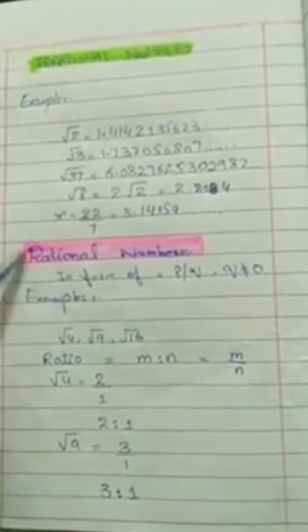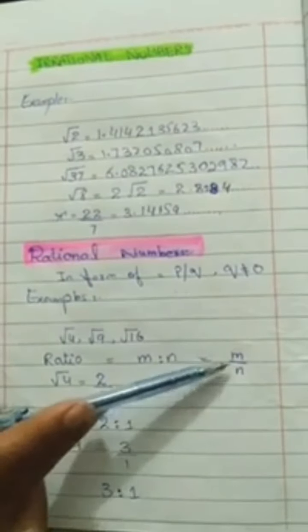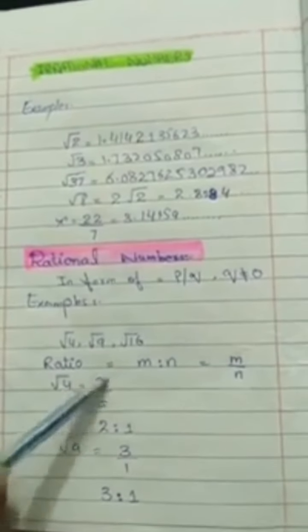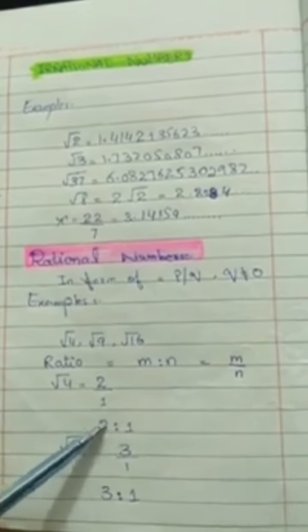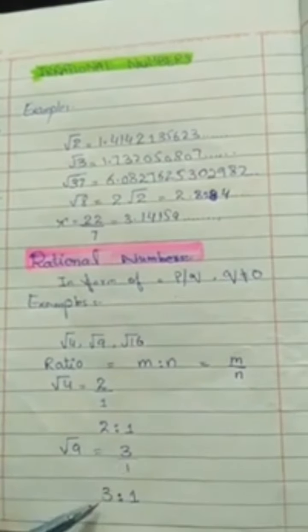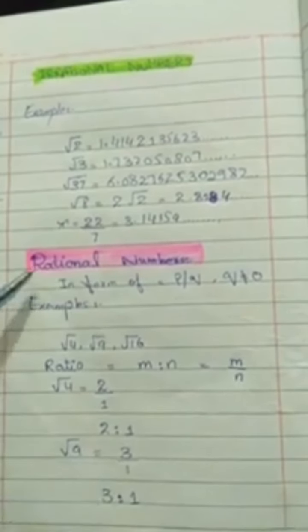The word ratio is derived from rational number. It means m ratio n equals m by n. This is a fractional form. So when we take under root 4, we get 2 and the denominator is 1, so it can be written in the form of ratio 2:1. Under root 9 equals 3 and the denominator is 1, 3:1. So this can be written in the form p by q. These are the rational numbers. The set of rational and irrational numbers constitutes the set of real numbers. It means that when we take the union of rational and irrational numbers, we get the set of real numbers.